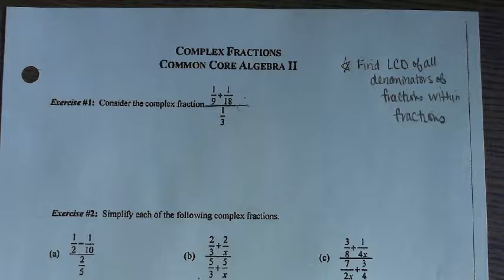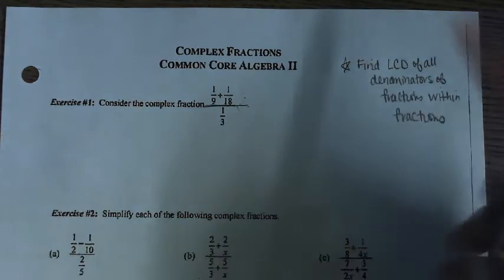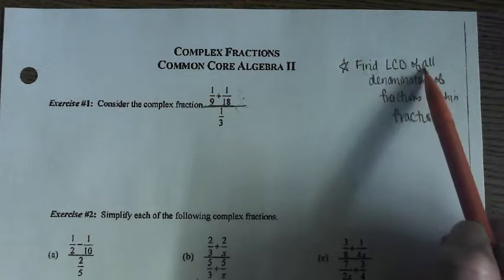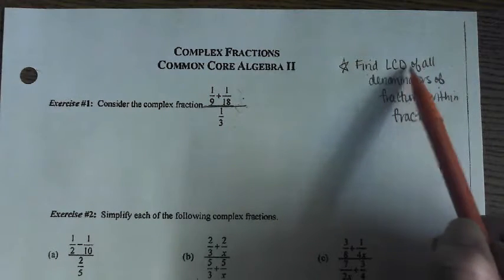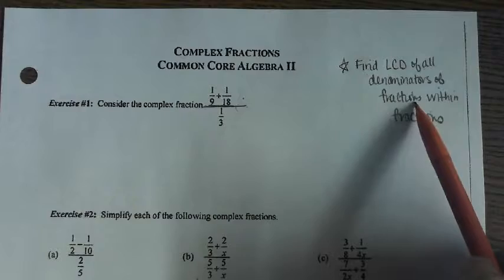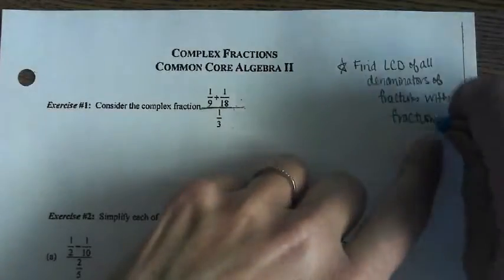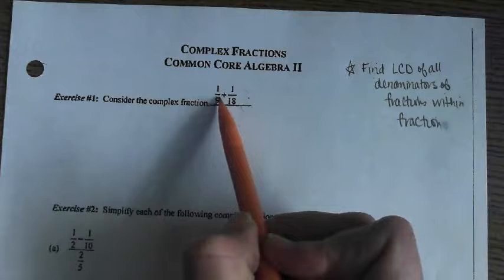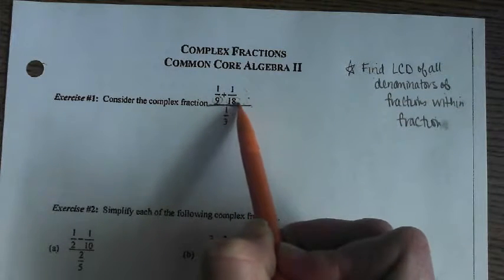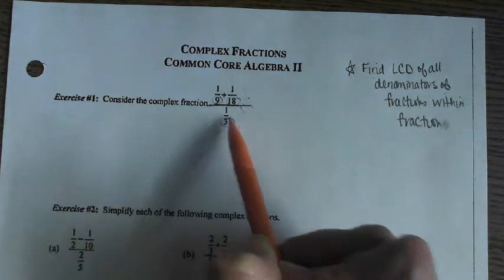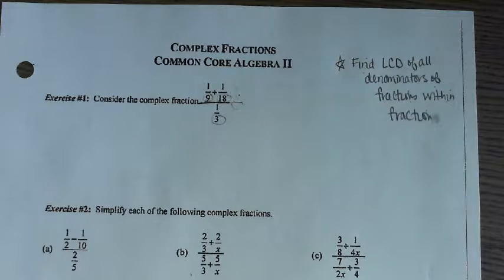I'm going to choose to just teach you one so you don't get confused. And the first thing you have to do is this. Find the least common denominator of all the denominators of the fractions within the fraction. So that would be a denominator of 9, a denominator of 18, and a denominator of 3. Those are the denominators within the fraction. Does that make sense? Denominators of the fractions within the fraction. What is the least common multiple of 9, 18, and 3?